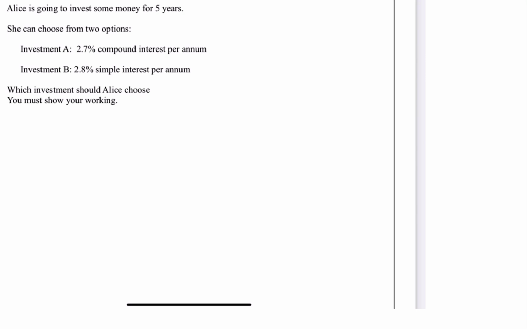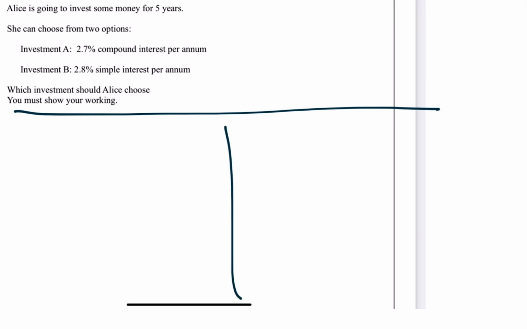The final question I want to have a look at does involve simple interest. It says Alice is going to invest some money for 5 years. She can choose from 2 options. Always ensure that you split the page up in half, so you've got investment A and investment B.